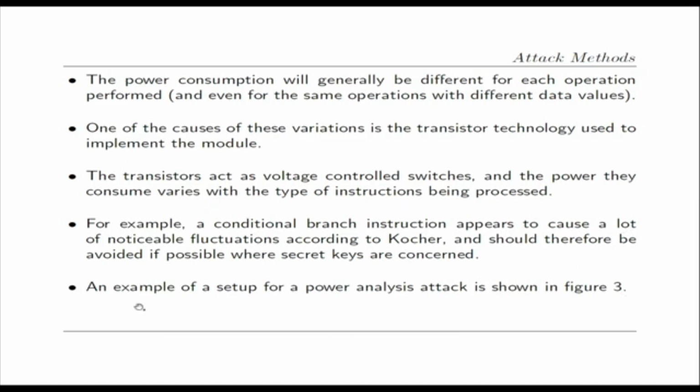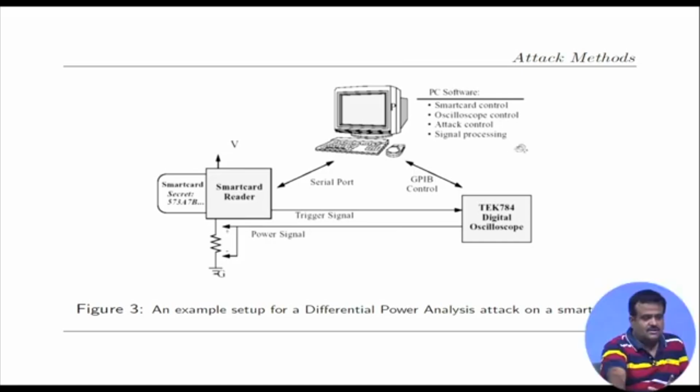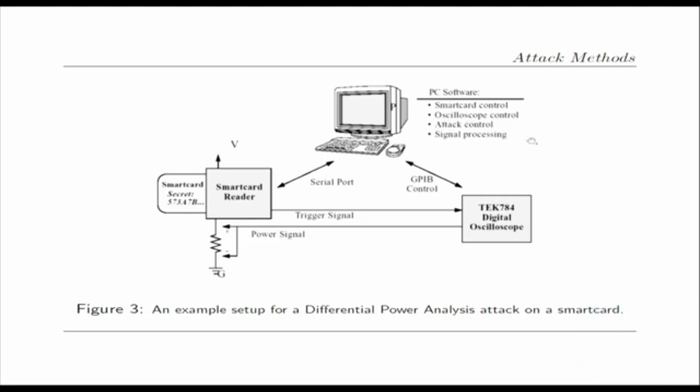We have given an example of a setup for power analysis in figure 3. This is an example of a setup for differential power analysis on a smart card device. Here we have a smart card reader, and here the connection, which is connected serially to the PC where we are capturing the power fluctuation signal. This is the signal processing technique we are using. The PC software has these features: smart card control, attack control, and signal processing.